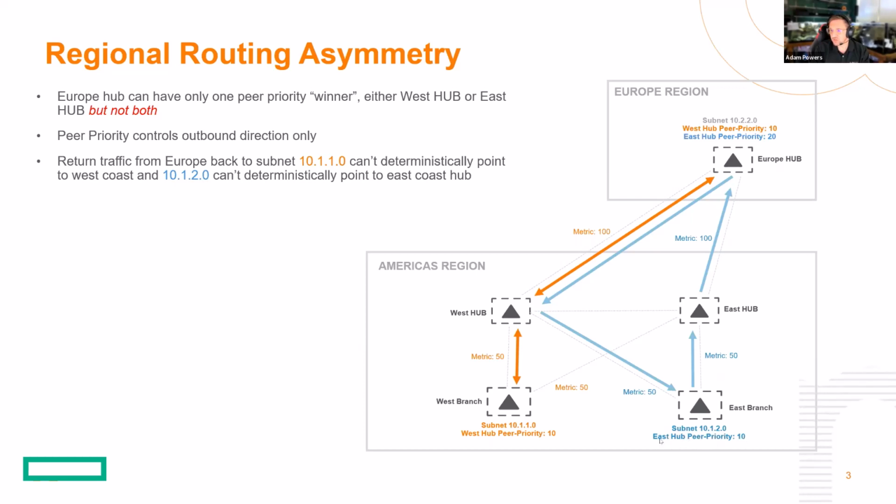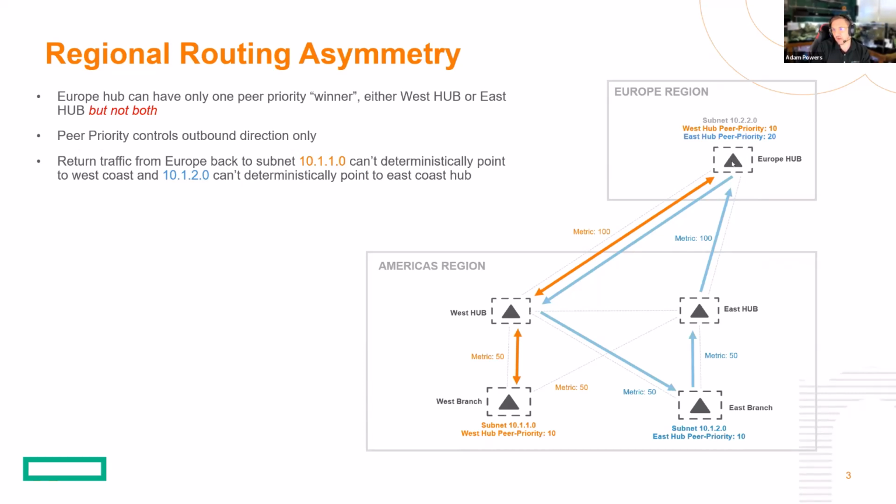So what this does is it says, all right, east peer priority 10. So my east branch here is going to, if all things are equal, if I'm receiving the same metric and whatnot from the east hub here, 10.2.2.0, then I'm going to prefer to route toward this guy, the east hub. So my packets are going to leave the east branch. They're going to go to my regional hub here, the east hub. We're going to add 50 to the metric, and then the traffic is going to make its way to the Europe hub. So good so far. But now the return path is where we run into problems.